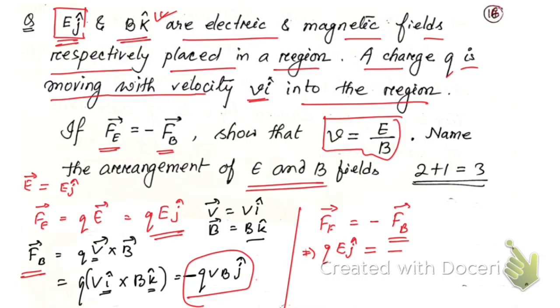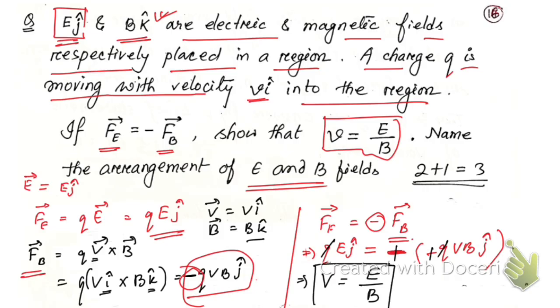So again there is a minus, this minus is this one, and we have one more minus here, this minus Q V B J cap, right? So it's going to give you, give me one second, this Q cancels here, okay, so this is going to give you V, this minus plus V is equal to E by B, J cap gone. So this is what we needed to prove, and this arrangement is called a velocity selector.